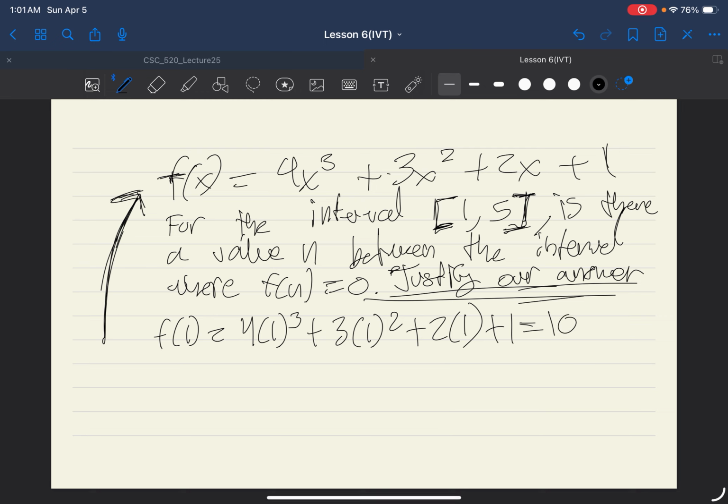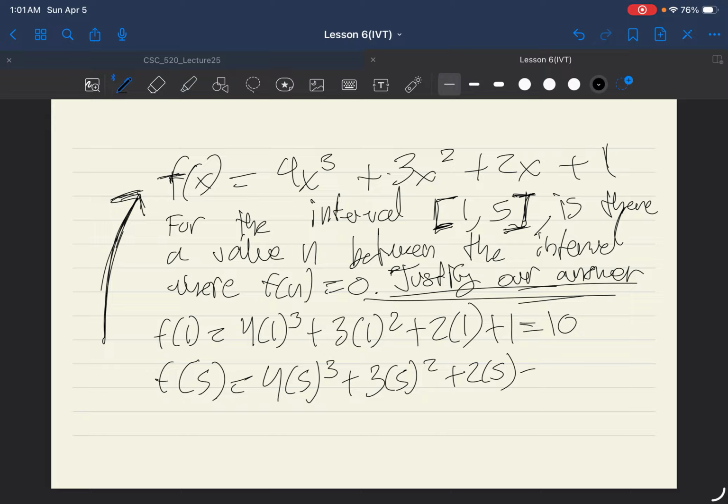And then we're going to move on to f of 5, which is going to be 4 times 5 cubed, plus 3 times 5 squared, plus 2 times 5, plus 1. You can feel free to plug this into your calculator if you have a TI-84. This will likely be a calculator active problem. If not, then you can just do the math. This will be 586.